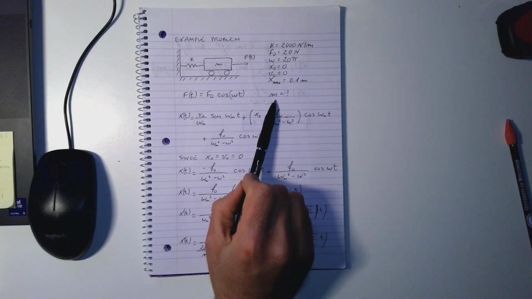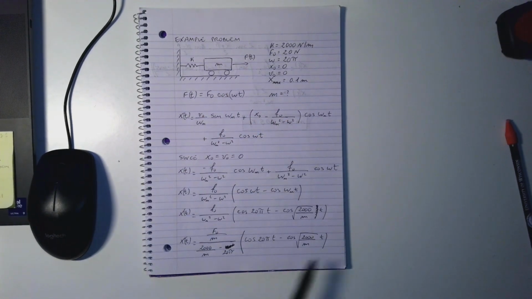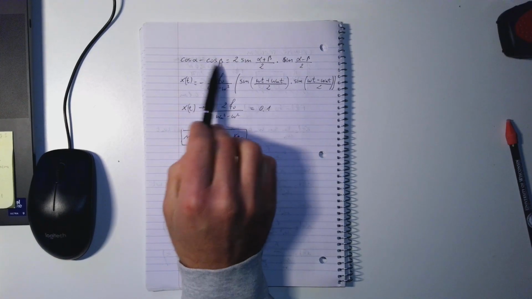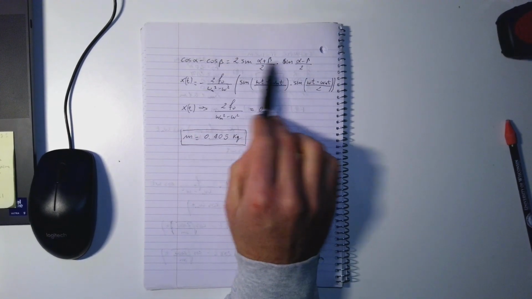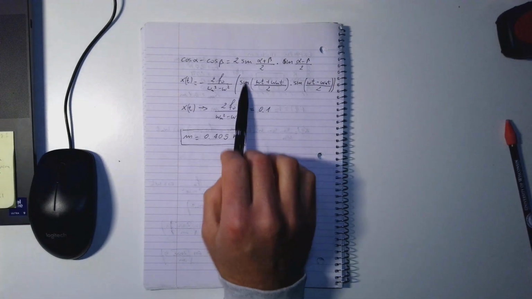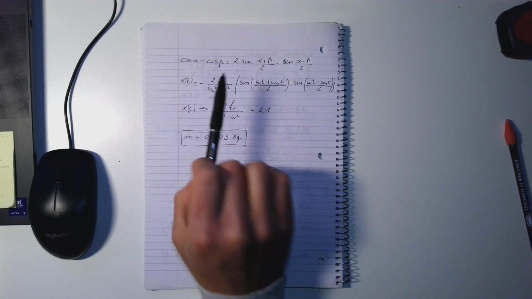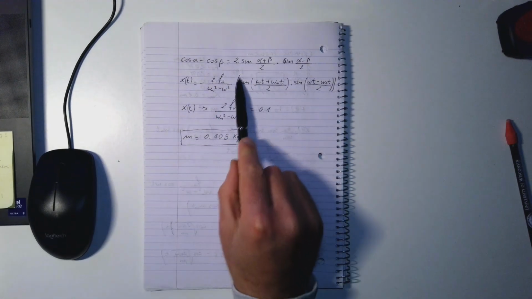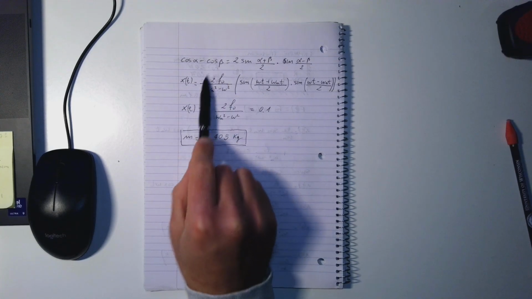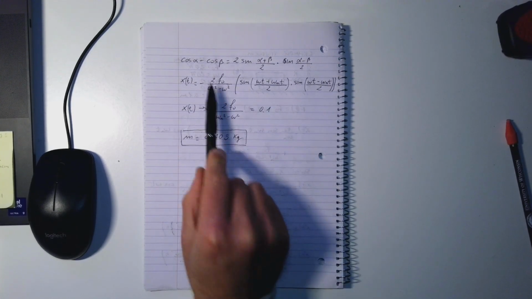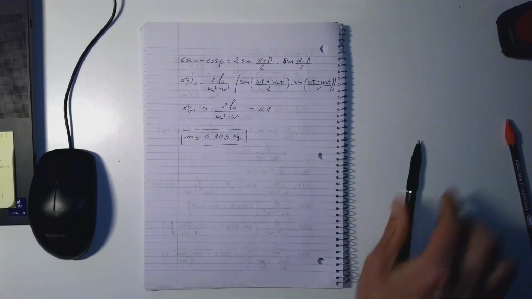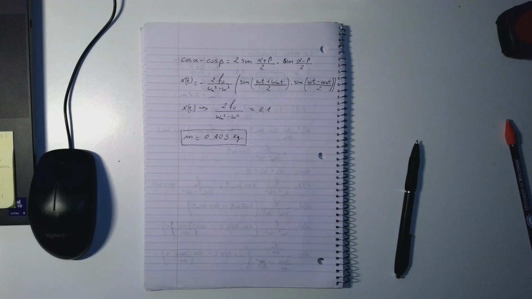We were asked to find the mass of the object, and then we can do a little mathematical trick to convert this difference between these two cosine functions into a product between two sine functions. With this product of sine functions, we can simply say that the maximum amplitude occurs when this is equal to 1, so we are looking at this contribution only. Then when we plug in all the numbers, we obtain the mass to be 0.405. Make sense?